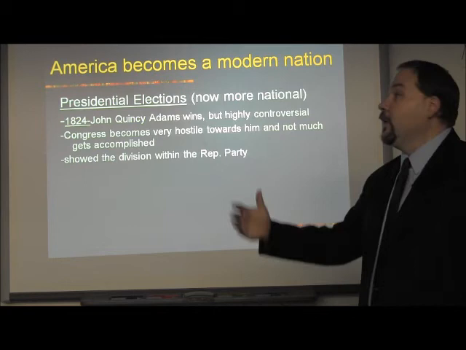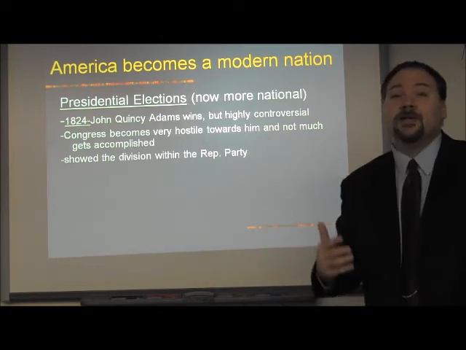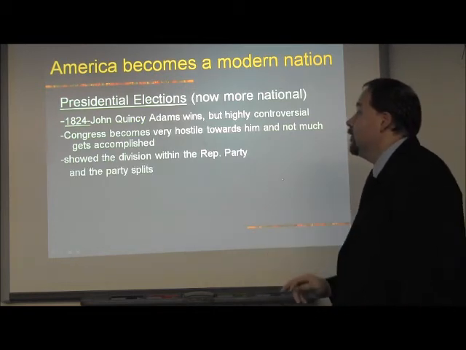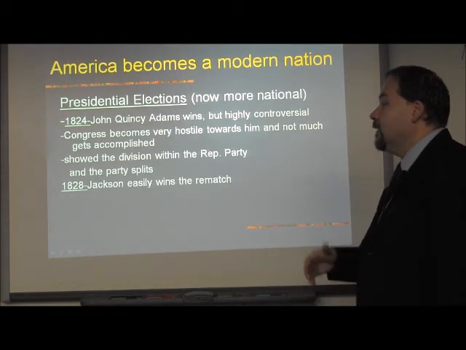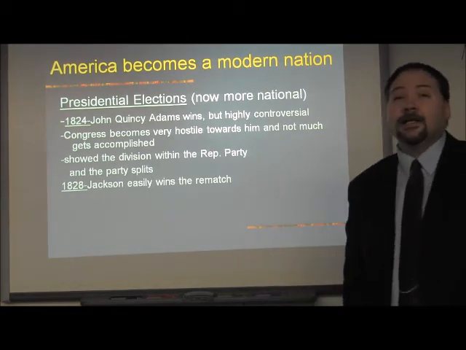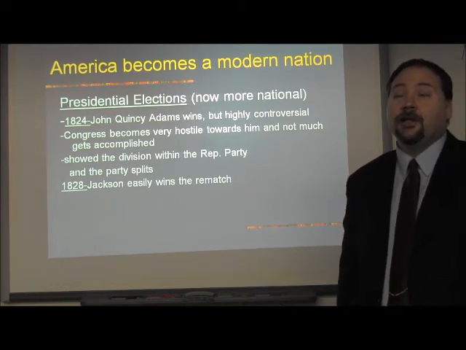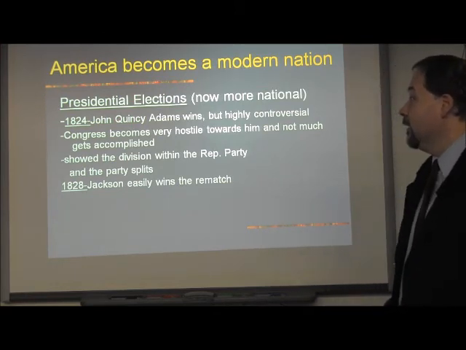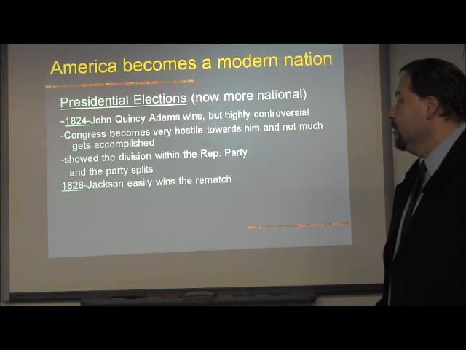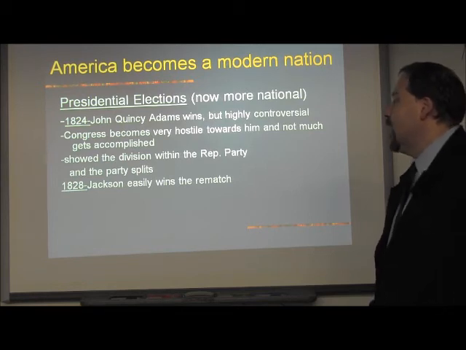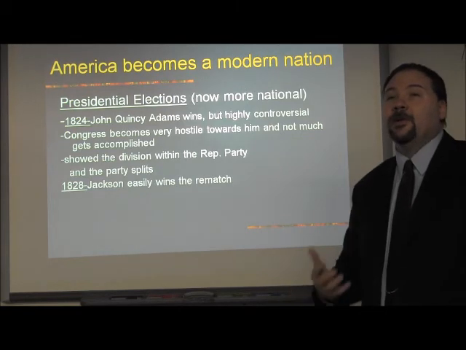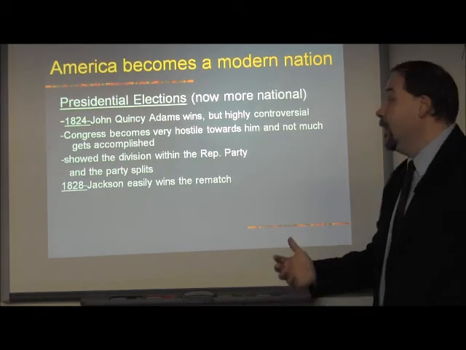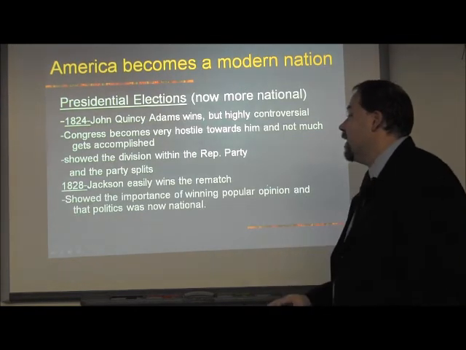Jackson loses, but Quincy Adams doesn't really do much, and so he loses the rematch in 1828, which again is kind of the result of the shady election in 1824. In 1828, Andrew Jackson, as you can see here, easily wins the rematch, with an overwhelming popular and electoral vote, and he becomes the next president.